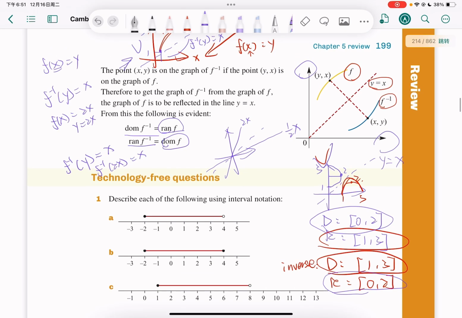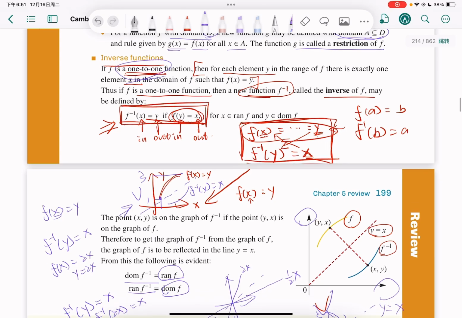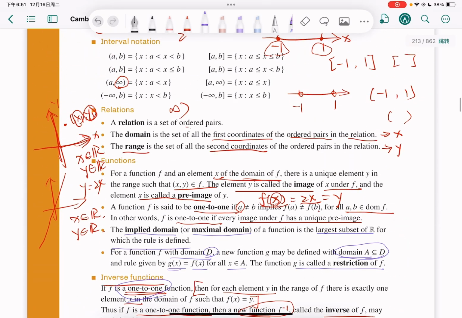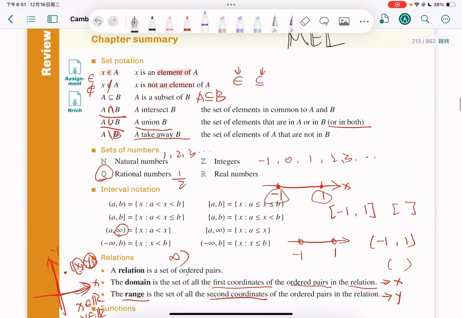Okay, that's all for today. We went through the inverse function, the basic interval notation, and the set notation.